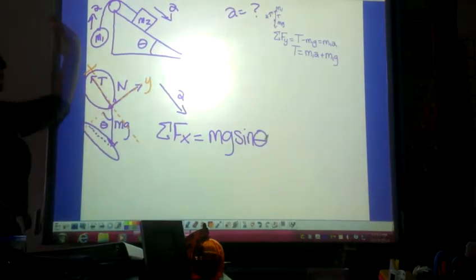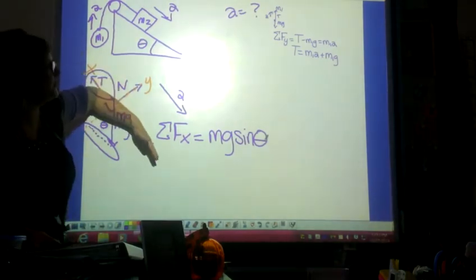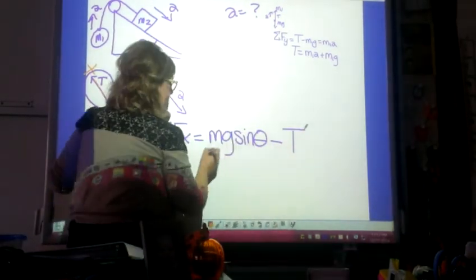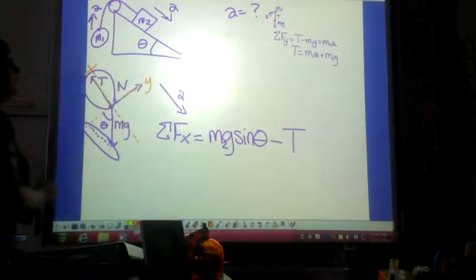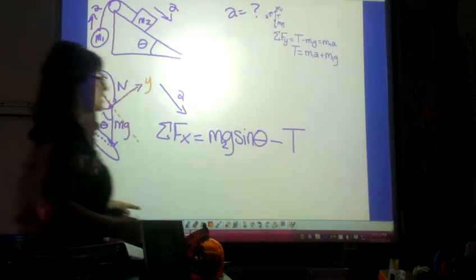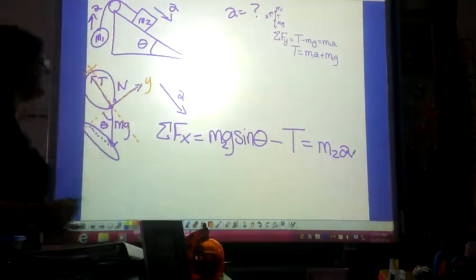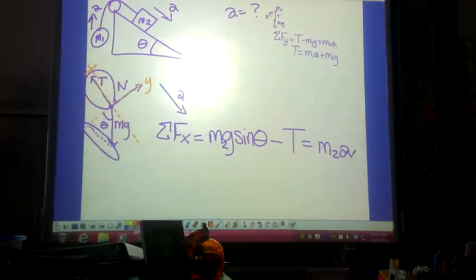And then tension is going in the opposite direction of the acceleration, or the way the block is moving, so we're going to do m2 g sine theta minus T. Let me be more specific: m2 g sine theta minus T is equal to m2 a. I have an acceleration there. That's what's equal to that net force.